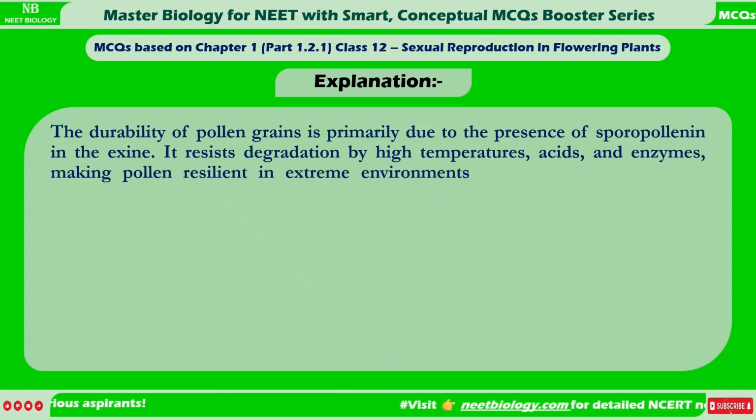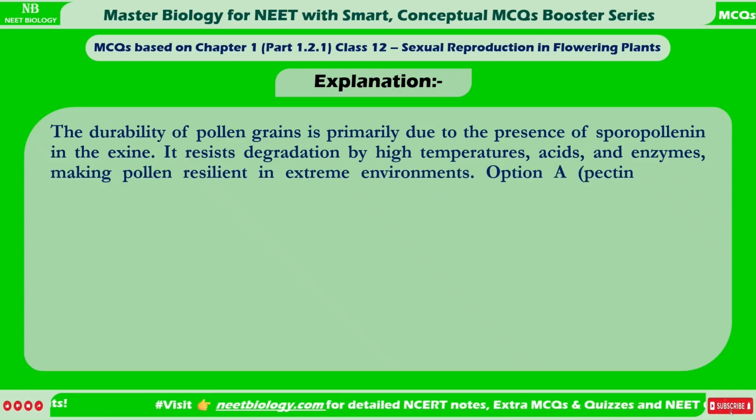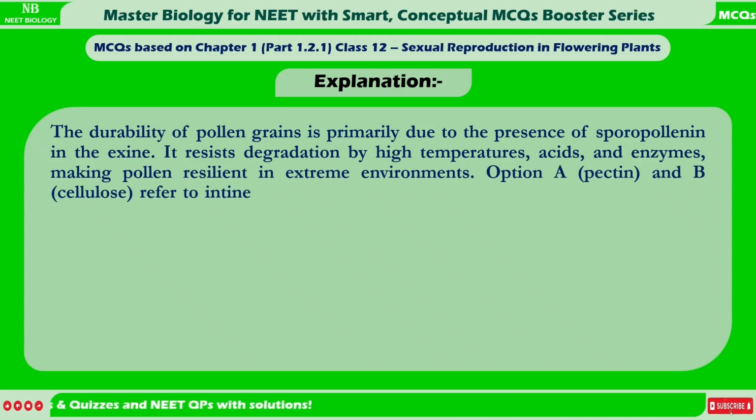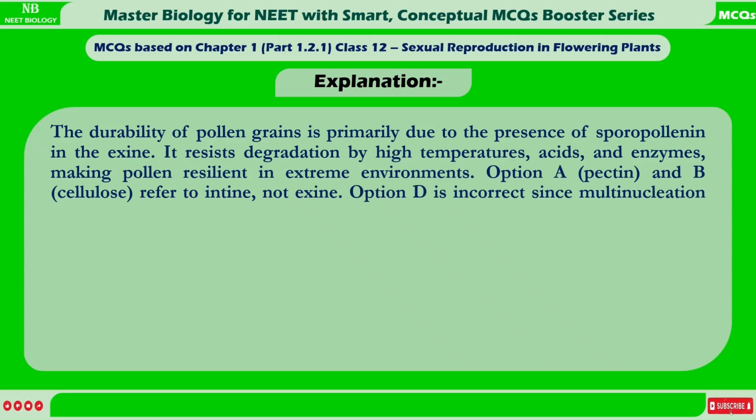Option A, pectin, and B, cellulose, refer to intine, not exine. Option D is incorrect since multinucleation of the cytoplasm doesn't contribute to durability.